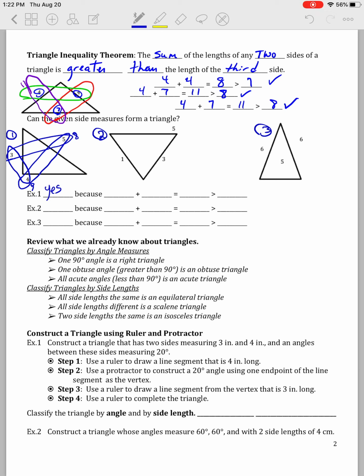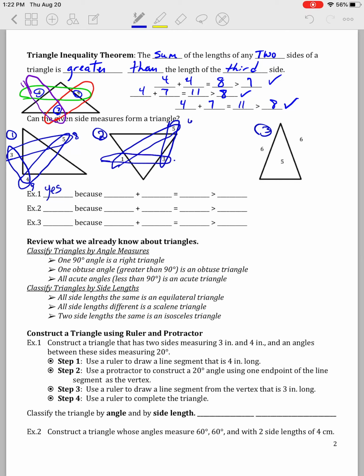What about example number 2? 1 plus 5. That is 6. Is 6 greater than 3? Yep, it is. So we're good there. What about 5 plus 3? That's 8. Is 8 greater than the 1? Yep.